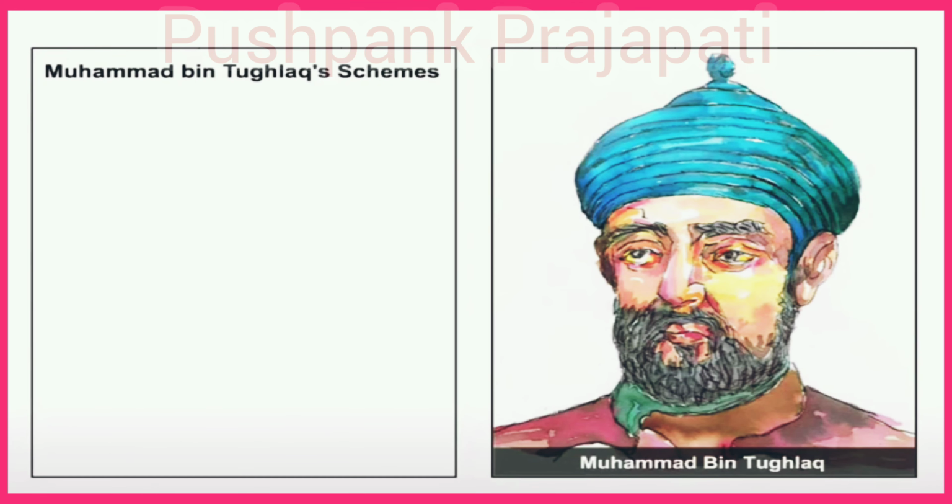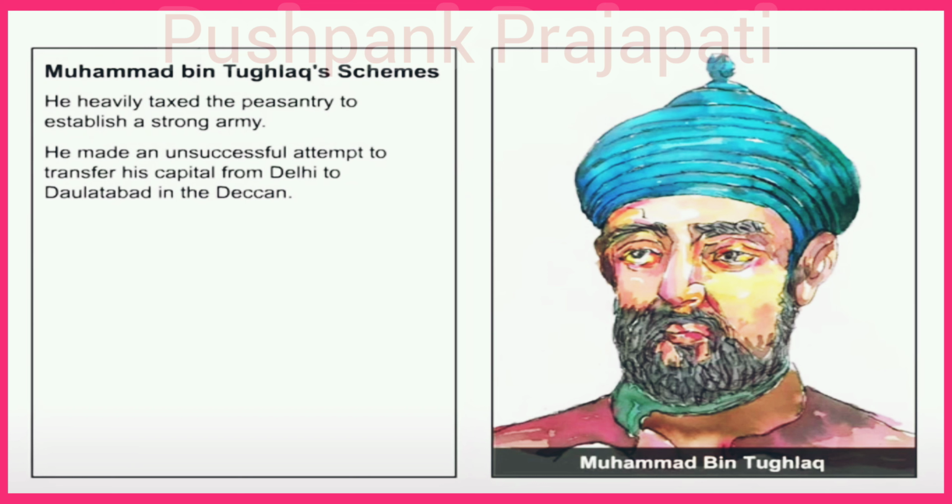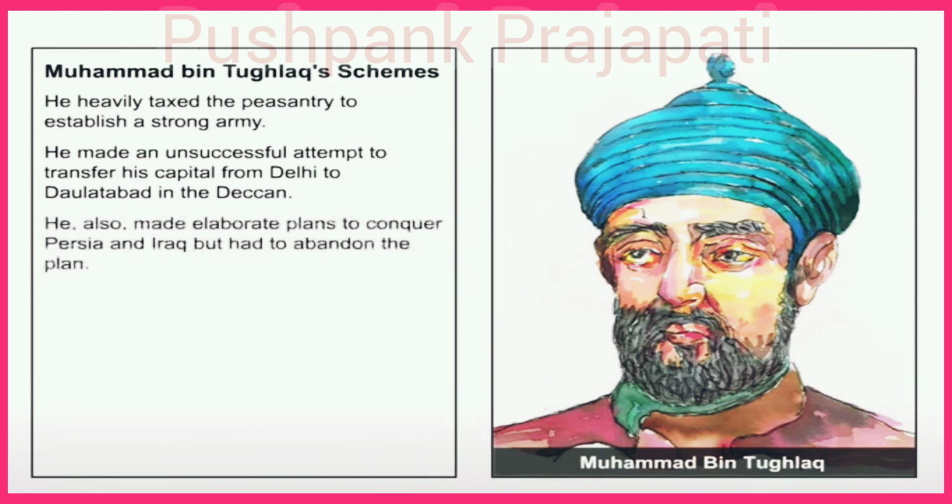Muhammad bin Tughlaq's schemes. He heavily taxed the peasantry to establish a strong army. He made an unsuccessful attempt to transfer his capital from Delhi to Daulatabad in the Deccan. He also made elaborate plans to conquer Persia and Iraq, but had to abandon the plan.